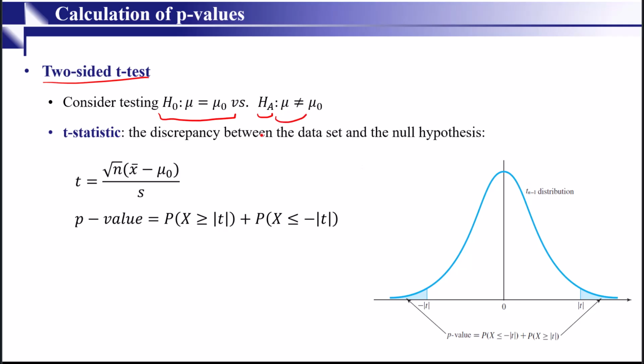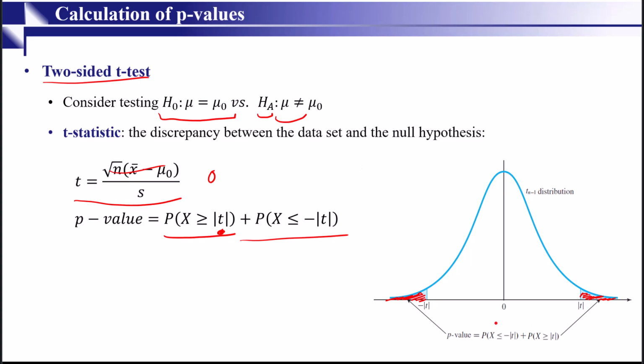We need to find out the disparity between the data set and the null hypothesis using a t-statistic. And we know that the t-statistic is root n, where n is the sample size, times x bar minus mu0, divided by the standard deviation, and x bar is the sample mean. So if x bar is equal to mu0, then the disparity is smallest and the t value is equal to 0, right? So the p-value means the probability that x is greater than or equal to the absolute value of t, this area, plus the probability of x less than or equal to minus the absolute value of t, this area, right? So this is called the p-value, right?